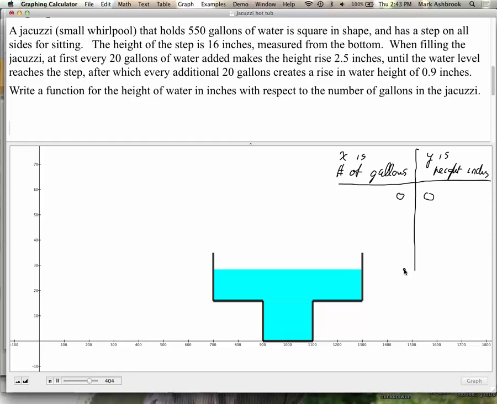Anybody figure out the number of gallons in the bottom part? 128, good, 128. So therefore, when X is 128, Y is 16. 550, 34.99. So 35. And what other information do we need here? And we're ready to write the function.